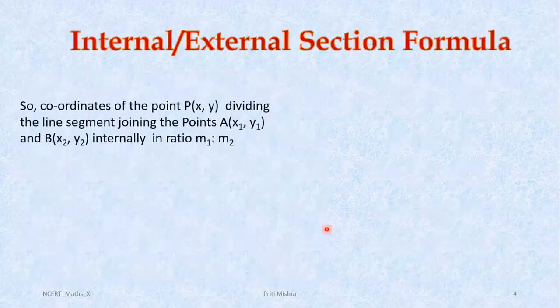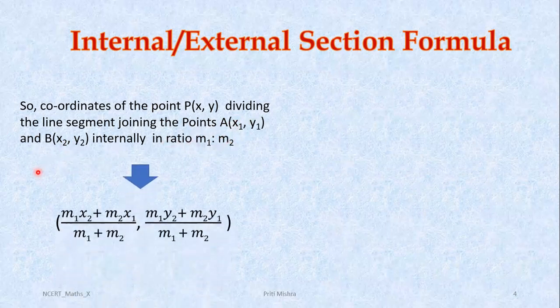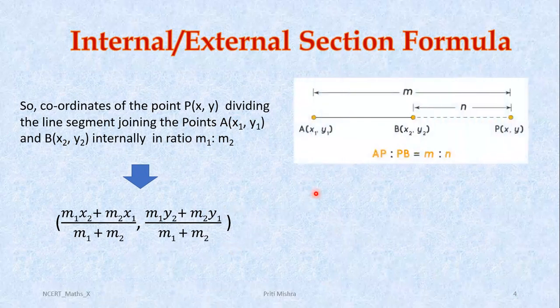So the coordinates of the point P dividing the line segment joining the points A and B internally in the ratio m1 is to m2 can be given as (m1x2 + m2x1) upon (m1 + m2) and (m1y2 + m2y1) upon (m1 + m2). Now we are going to find out the external section formula.